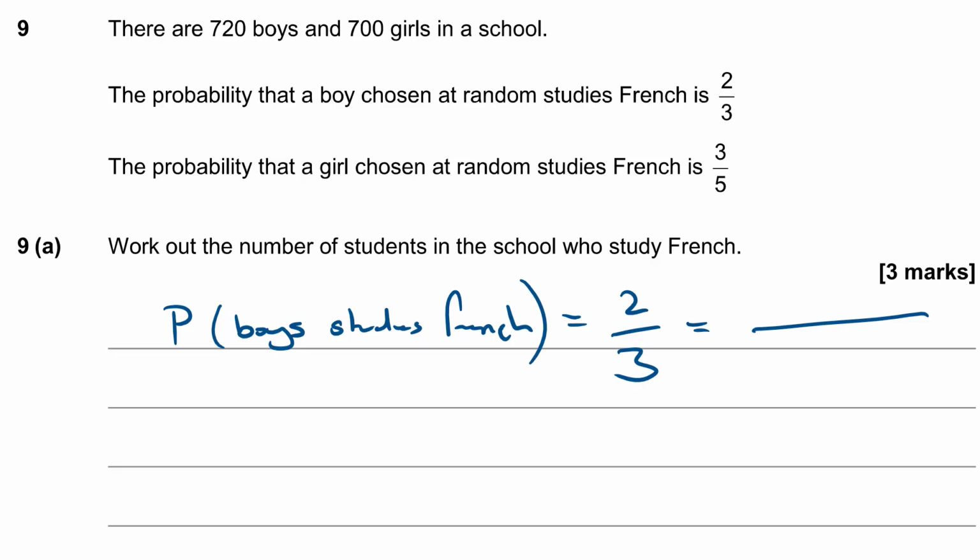Now we know that the total outcomes are 720 because there are 720 boys, and 3 times something is 720. 720 divided by 3 is 240, so times that by 240 and times that by 240 would tell me that there must be 480 boys studying French. What about the girls? Probability that a girl studies French.